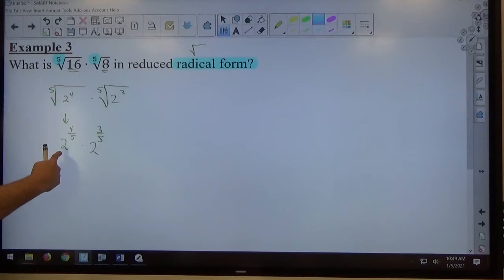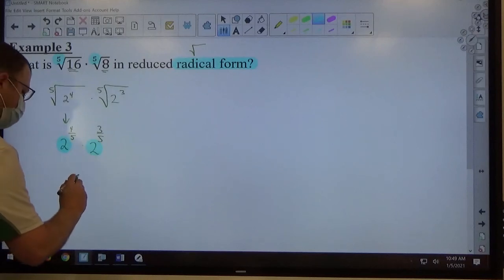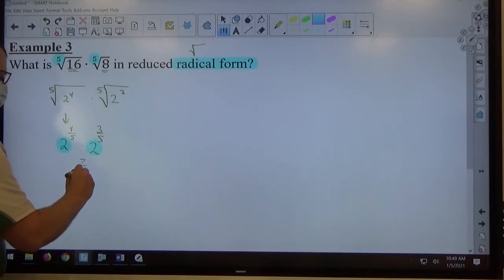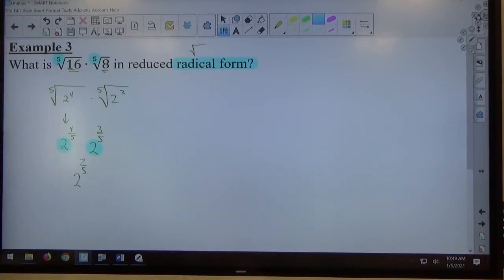We've created a structure just like example 1 now, right? We have a number to a power, sometimes the same number to a power. The numbers match. So we're going to get the product by rewriting the base 2, and we're going to add 4/5 and 3/5, make 7/5. If these roots were different, we would have uncommon denominators there. We'd have to create common denominators to add those.